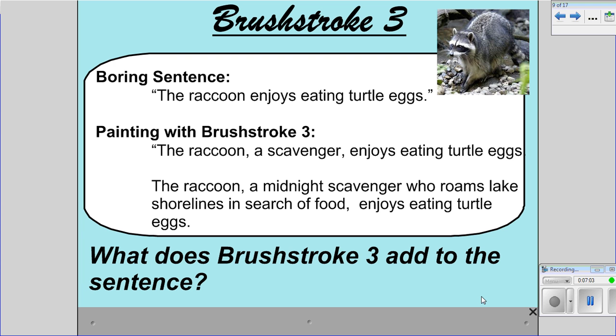What does this brushstroke add to our sentence? It simply further describes the noun. Some of you may recognize this as an appositive. Please also notice that when we use this description here in our noun, we have to put commas around it. So here, you're always going to have commas around the appositive because you could take it out of the sentence. It doesn't have to be there. It's simply an added detail, but that added detail is going to add a lot to our writing.